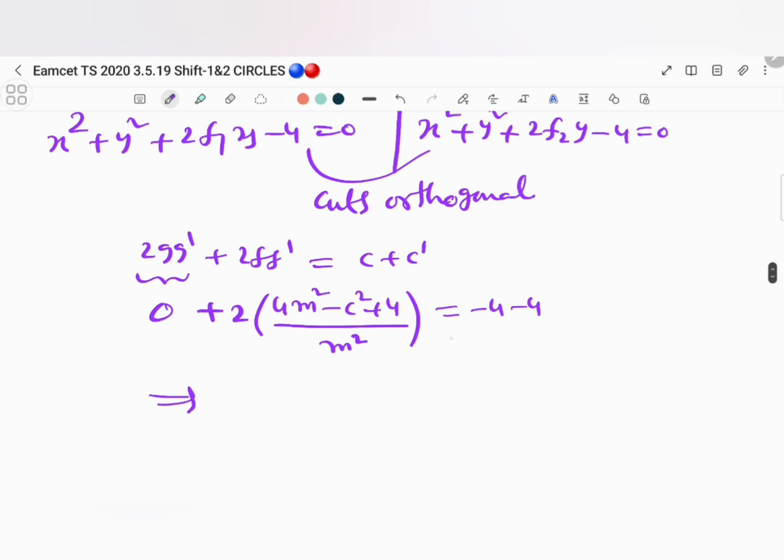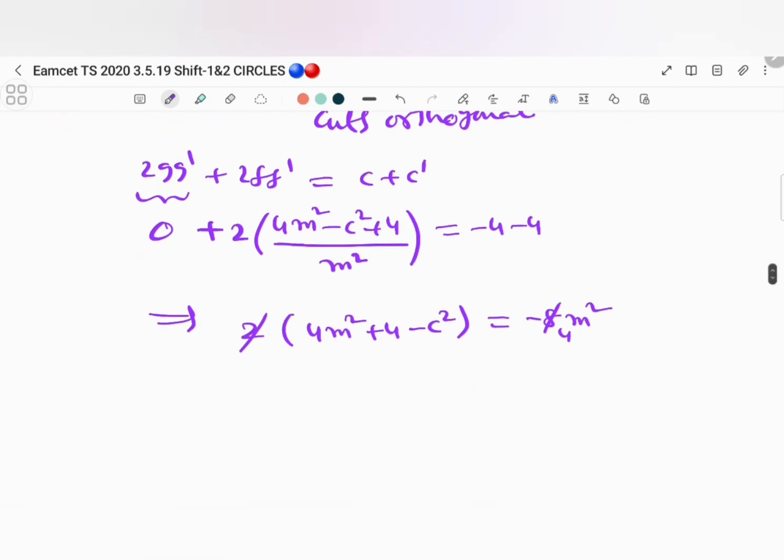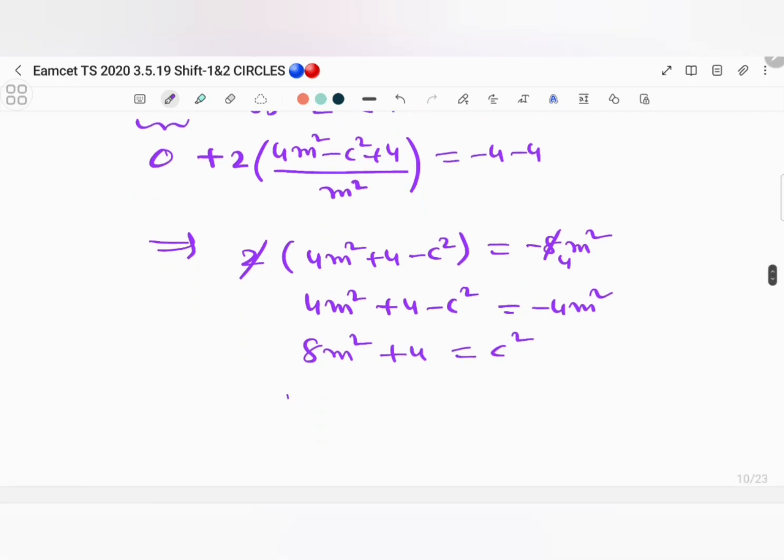So that implies m square, you can take this 2 times of 4m square plus 4 minus c square is equal to minus 8m square. So 4m square plus 4 minus c square is equal to minus 4m square. Minus 4m square, you can take this as 8m square. So c square makes subject now. Plus 4 is equal to c square. So 4 take common. 2m square plus 1 is equal to c square.